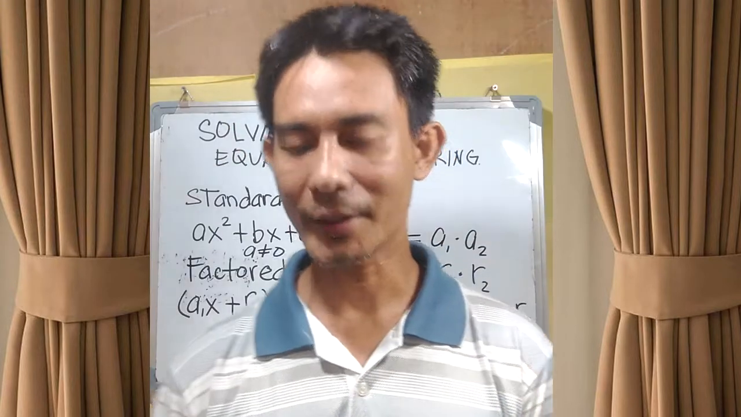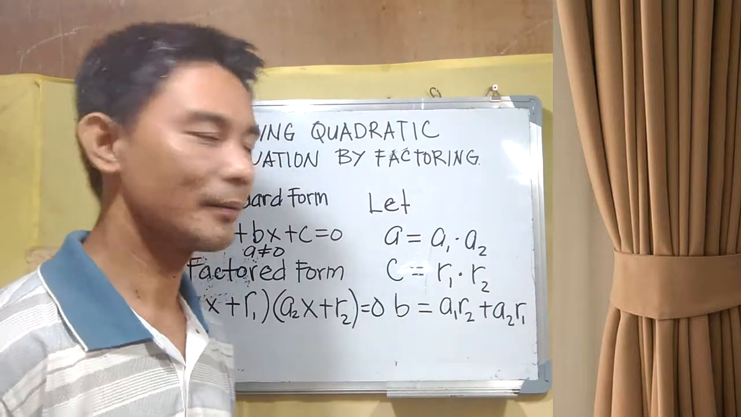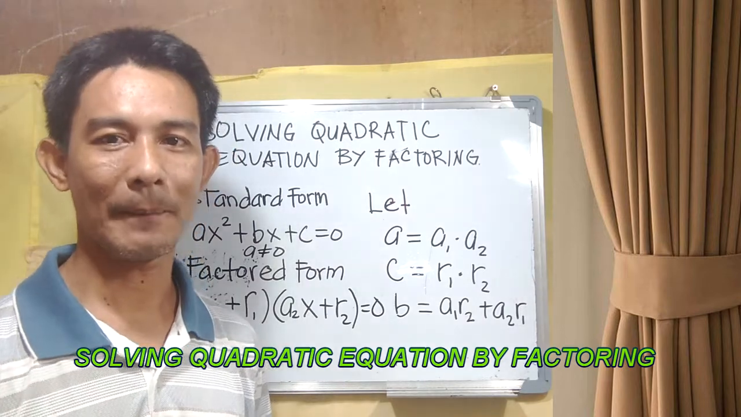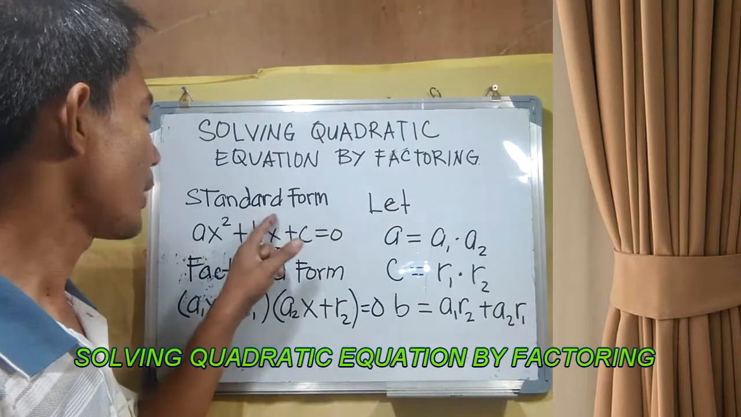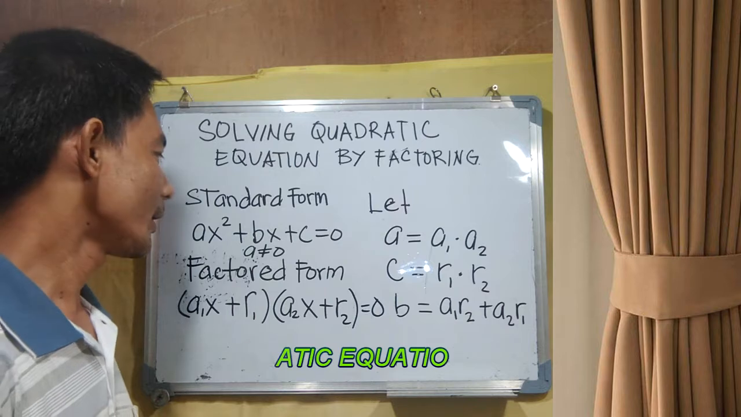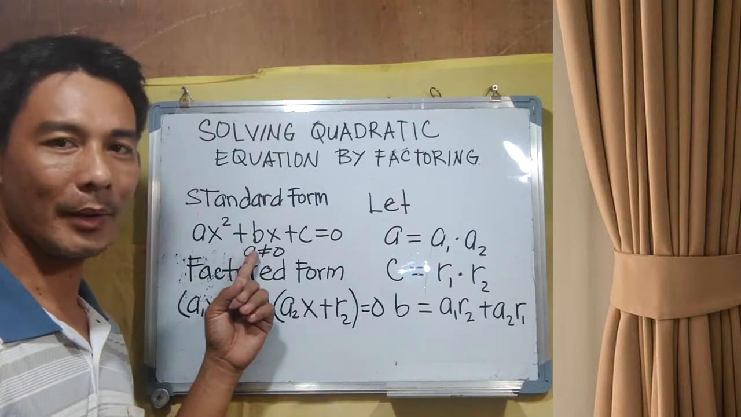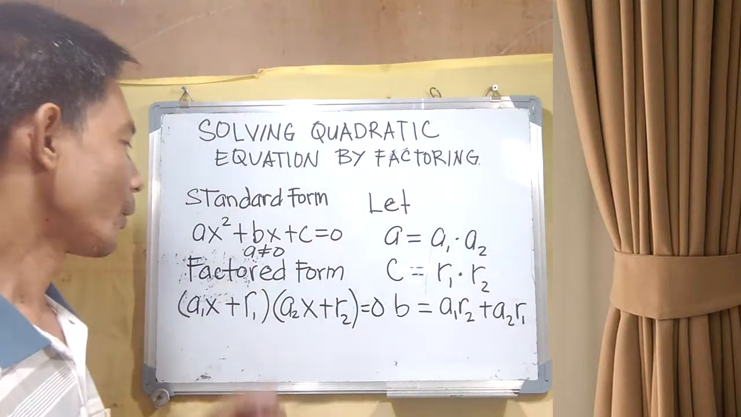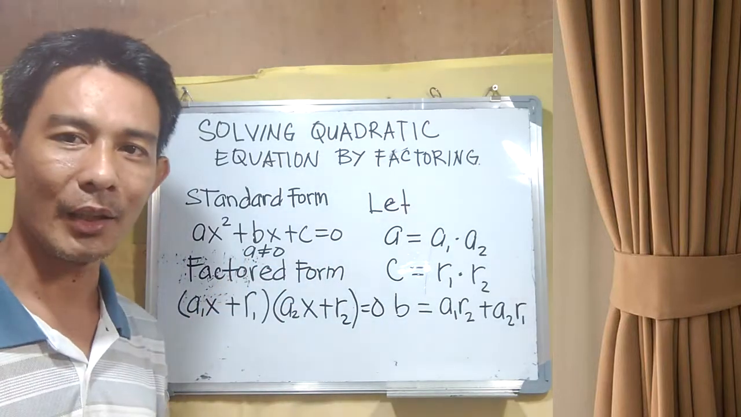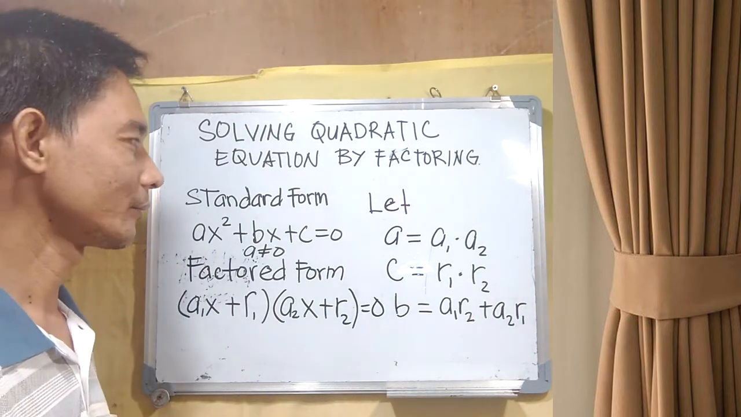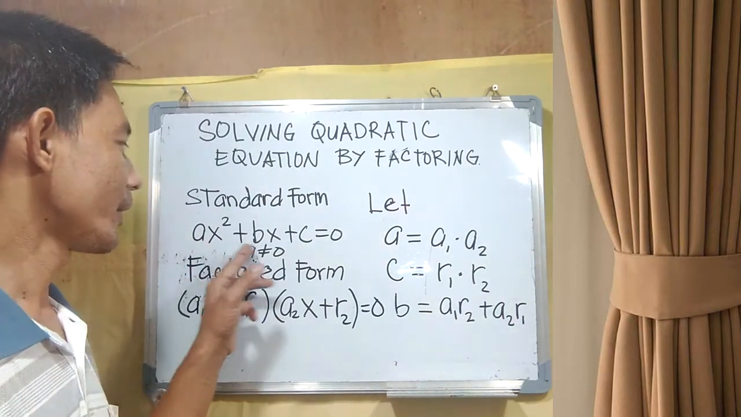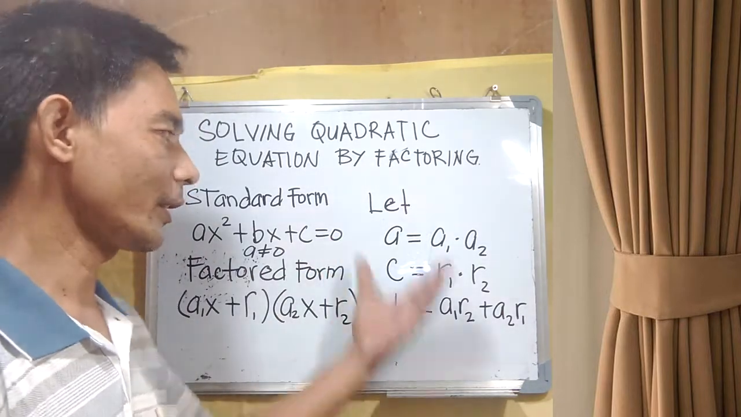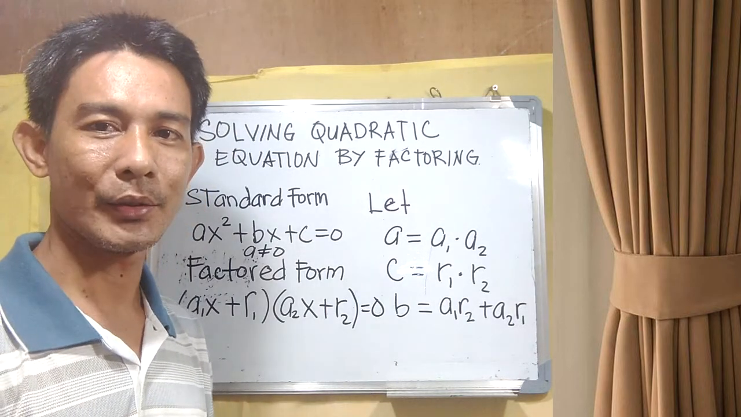Okay, so this time we will proceed now in solving quadratic equation by factoring. So the quadratic equation written in standard form is ax squared plus bx plus c equals 0, wherein a is not equal to 0. Now, the standard form, we are going to express that in factored form. So this is my solution.